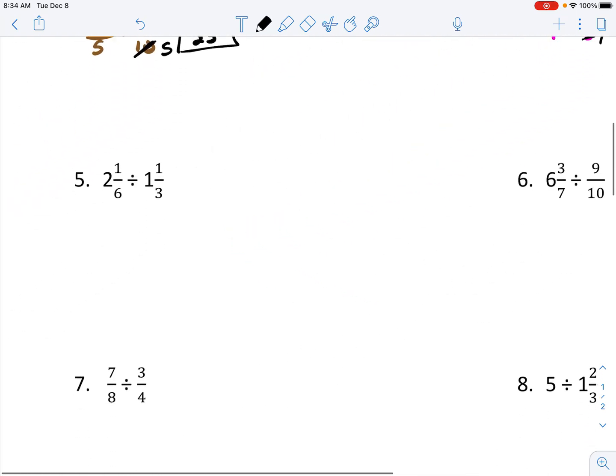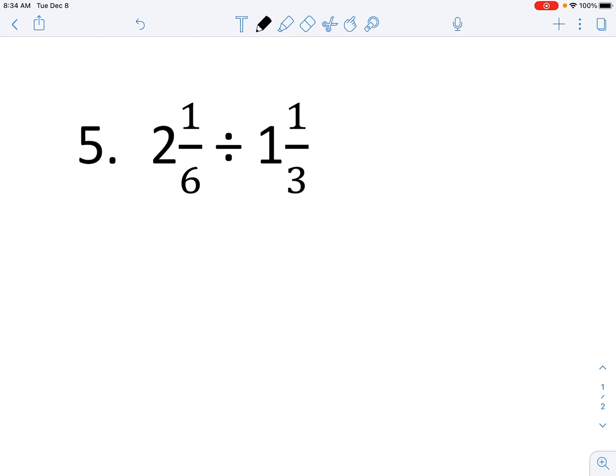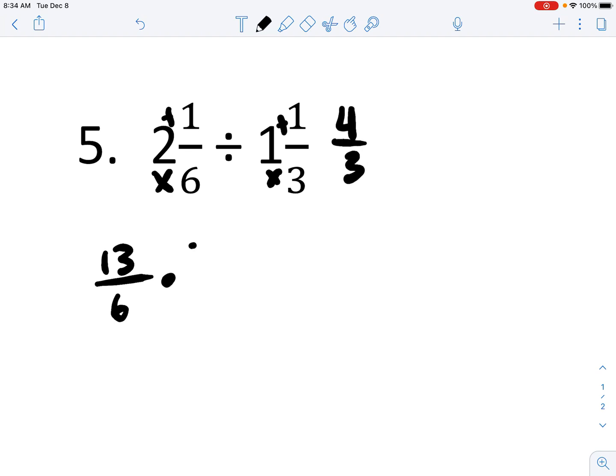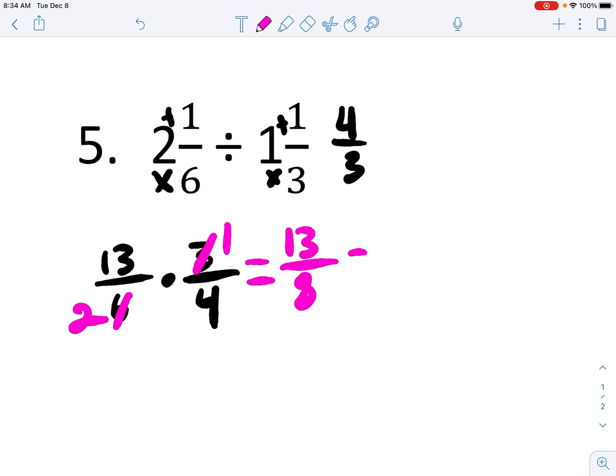All right, number 5. Now we have 2 mixed numbers. So 6 times 2 is 12, plus 1 is 13. So that's 13 over 6. Now, 3 times 1 is 3, plus 1 is 4. That is 4/3, but remember, we're skip, dot, flipping, so I'm going to put 3 over 4. The only thing I can cancel out is the 3 and the 6. This is 2, this is 1, and then I get 13 over 8, which is equal to 1 and 5/8.